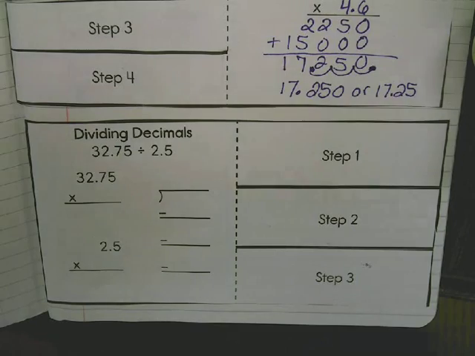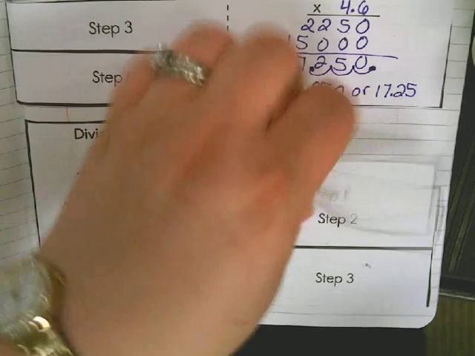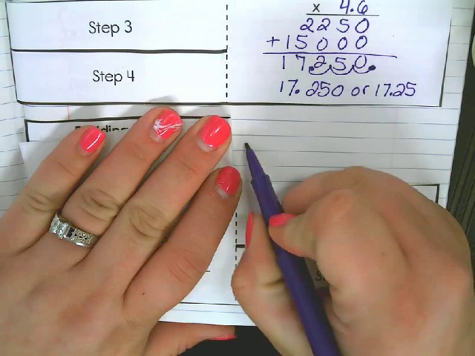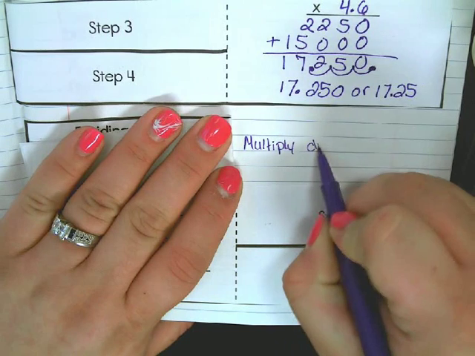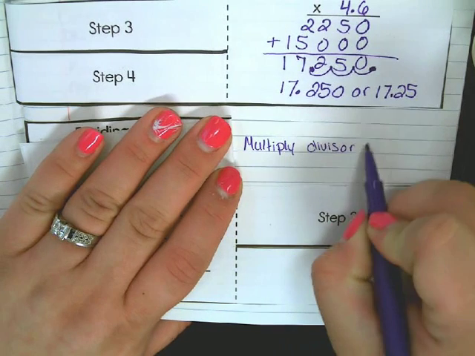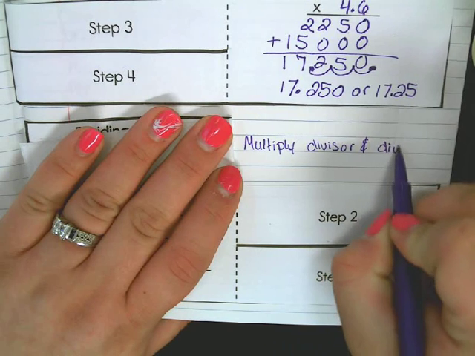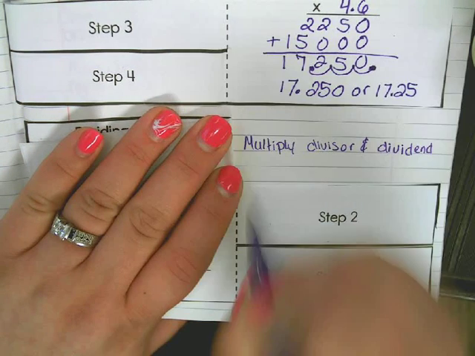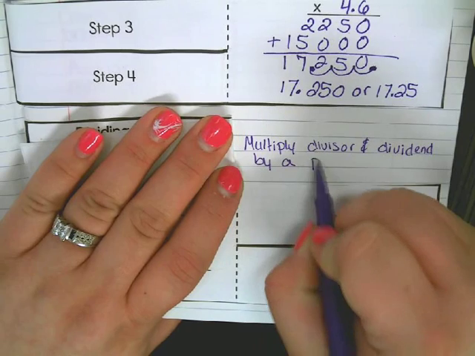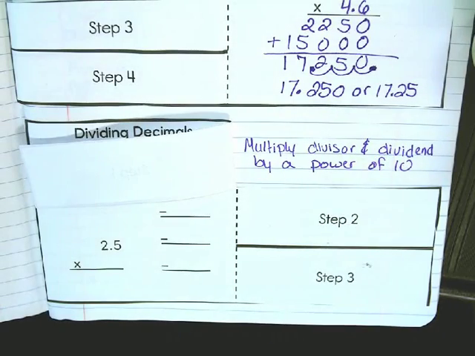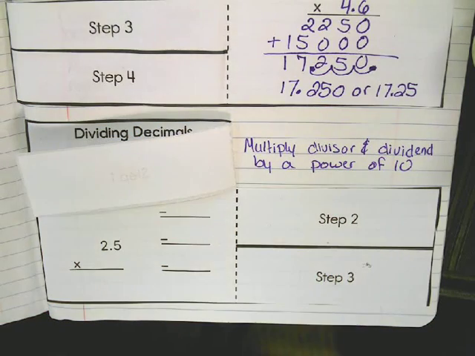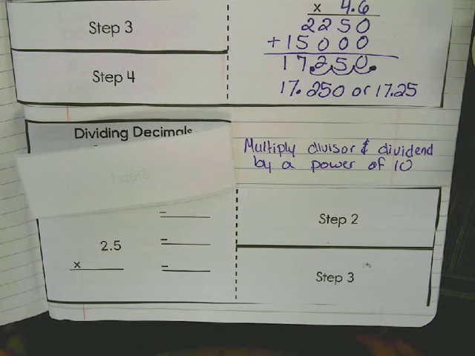Okay, so behind step 1, you are going to multiply the divisor and the dividend by a power of 10. Okay, so we have to multiply divisor and the dividend by a power of 10. When we multiply that by a power of 10, that moves our decimal.